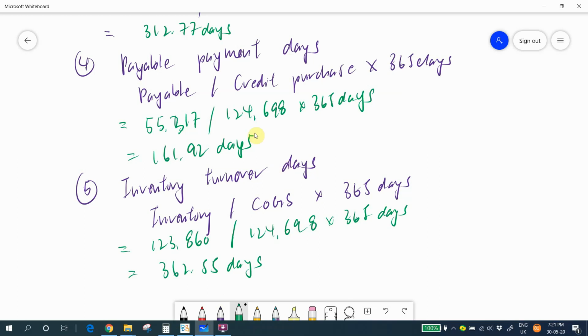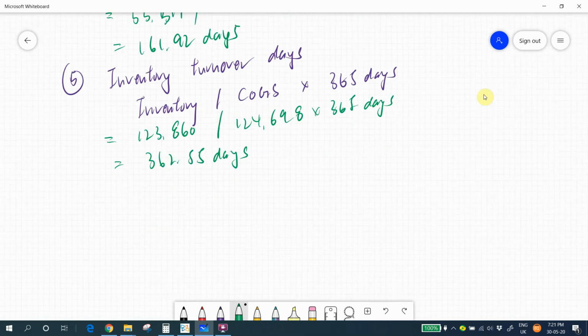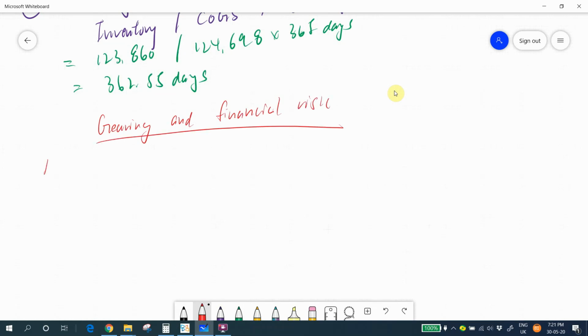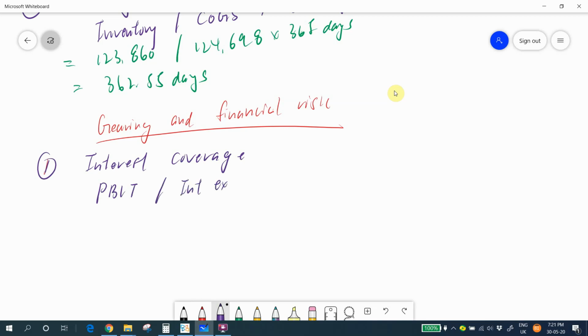Next, the next ratio that we are going to discuss will be the gearing and financial risk. So under gearing and financial risk, the first item that we want to calculate will be the interest coverage. Interest coverage, we use profit before interest and tax divided by the interest expenses of the company.